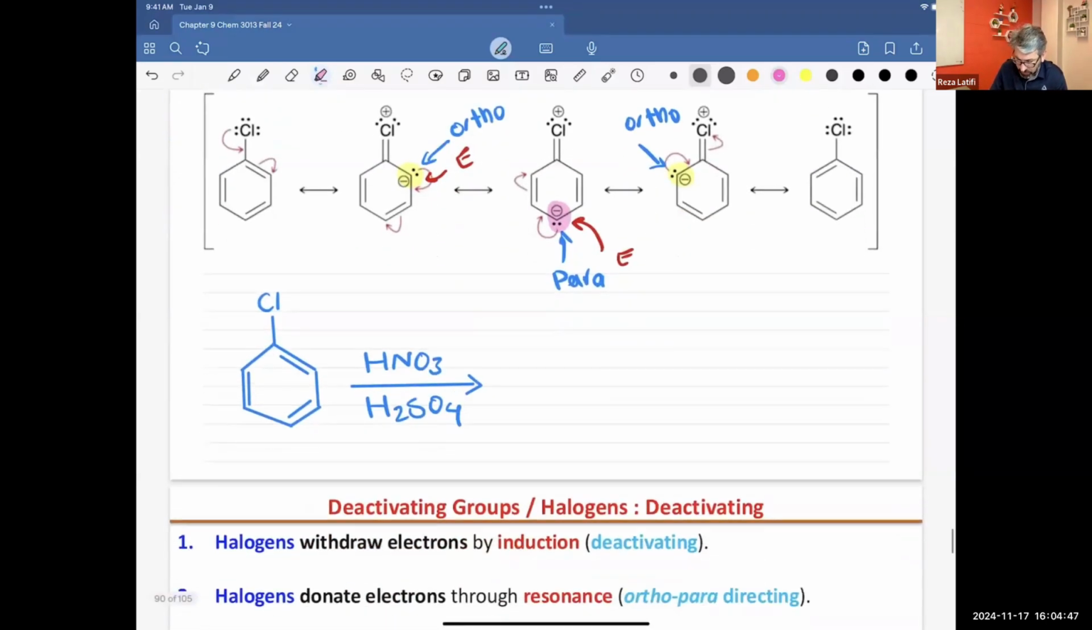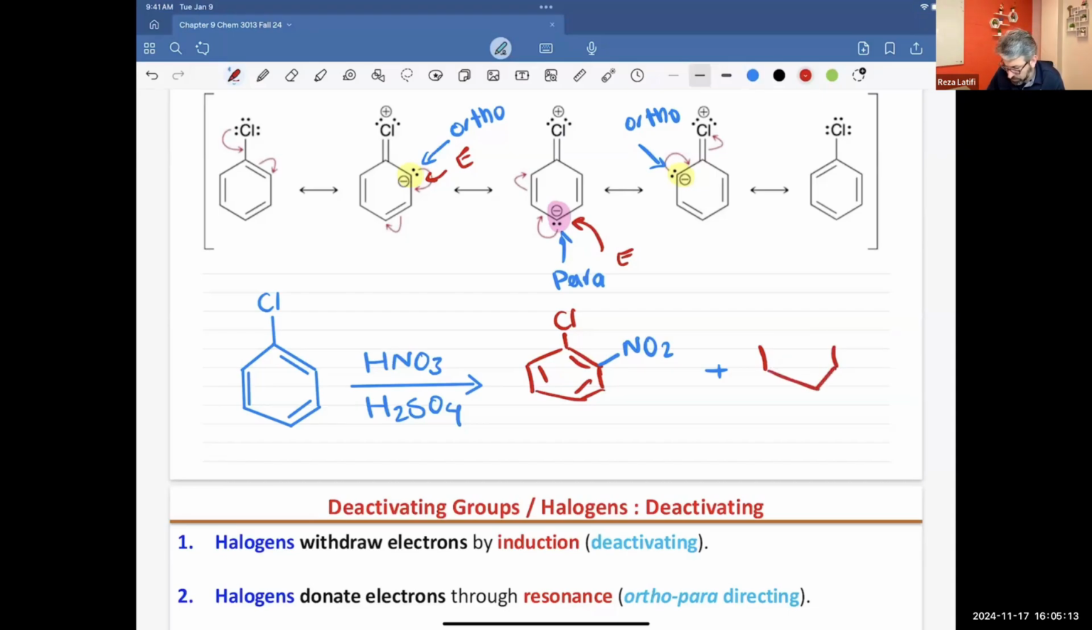So in this case, if we run the reaction, we will get this product. One product is the ortho product, say NO2, and the next one will be this one. Nitro, it will be in a para position. So this one will be ortho. This one will be para.